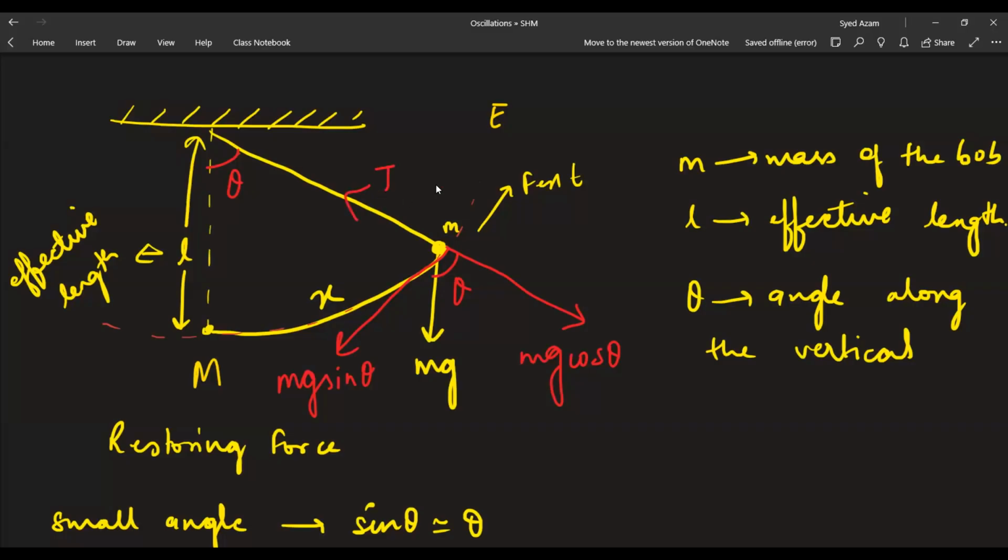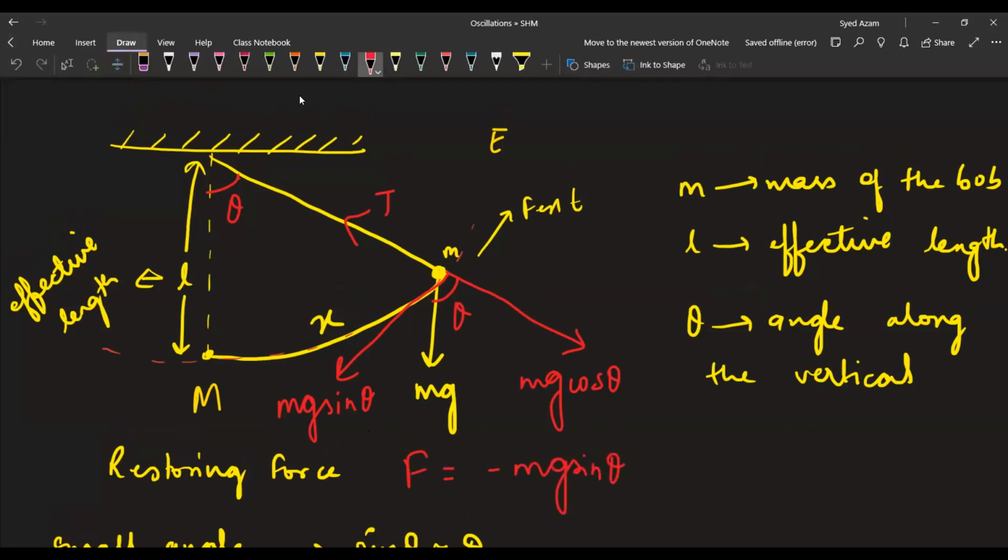Now you all tell me, out of all the forces visible to you, including the resolved forces, all the forces that I have resolved and all the forces present intact, which one is likely to bring the bob back towards the mean position? mg sin theta. Right, very good, Shaima. mg sin theta. So here the restoring force is minus mg sin theta.